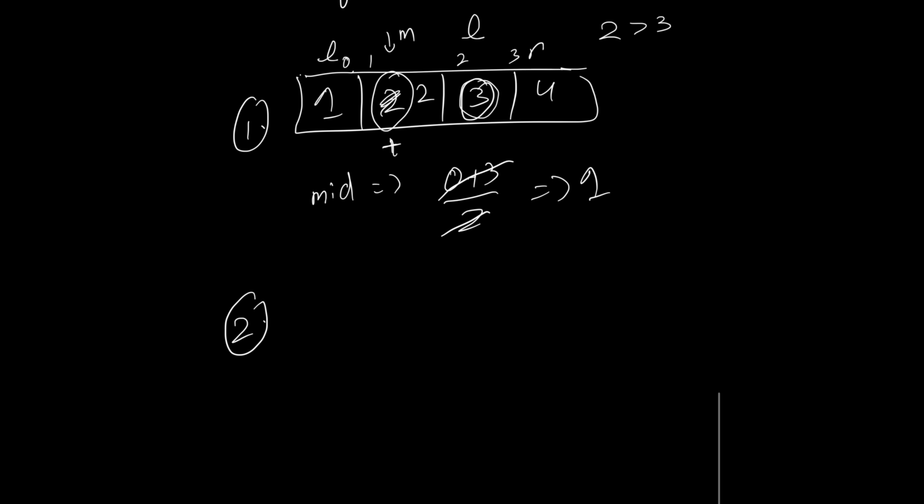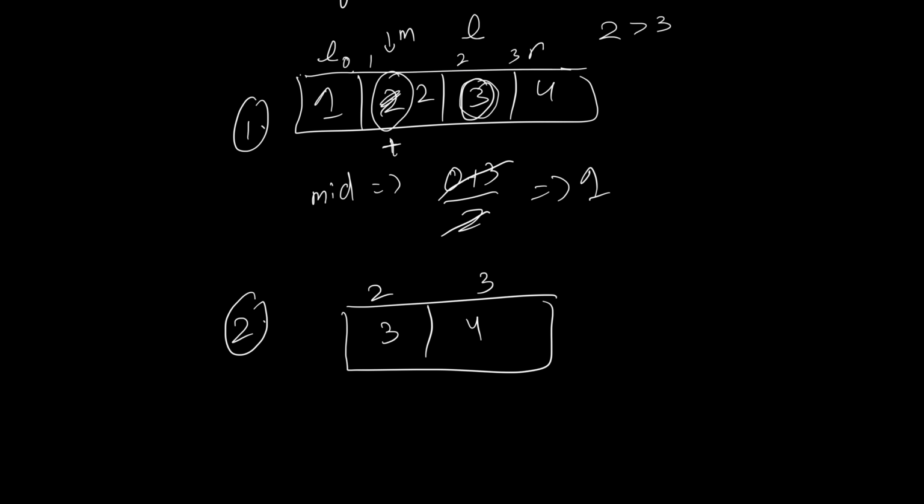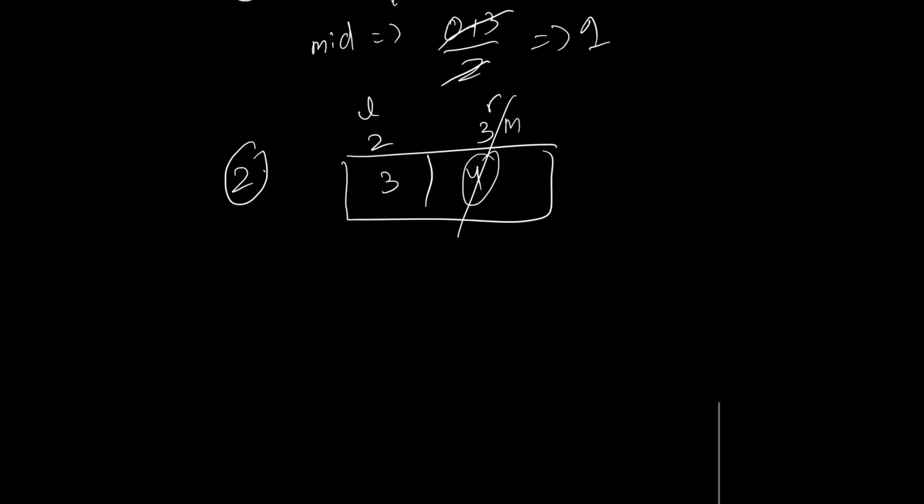In the second call, now our array becomes just 2, 3, and 4. Indexes are 2 and 3. Left is here, right is here, right? Again, we calculate the mid value. Let's assume mid lands at this position. Again, we're not looking for 4, right? So now our array just becomes 3, left and right.